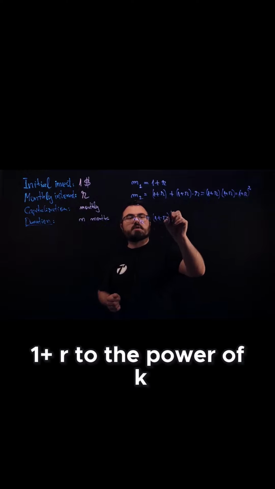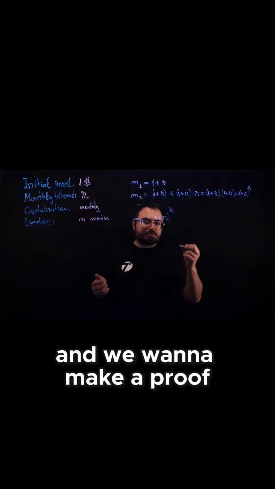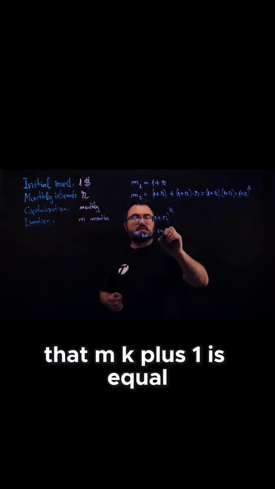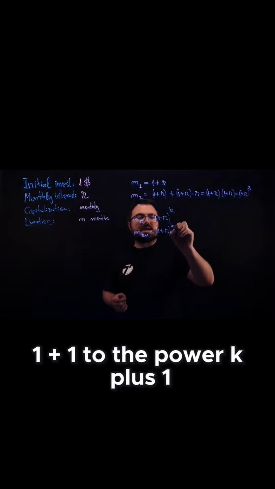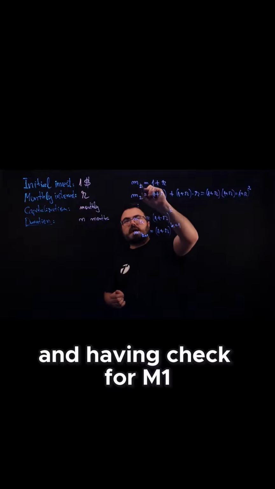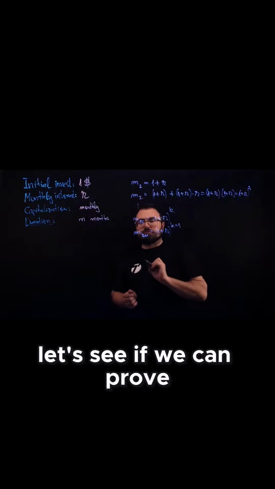Now, we can assume at some point that in the month number k, we will have (1 plus R) to the power of k. And we want to make a proof now by induction that m(k+1) is equal to (1 plus R) to the power k plus 1. So knowing this and having checked for m1 and m2, let's see if we can prove this one.